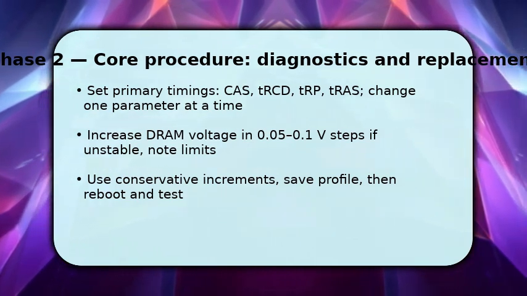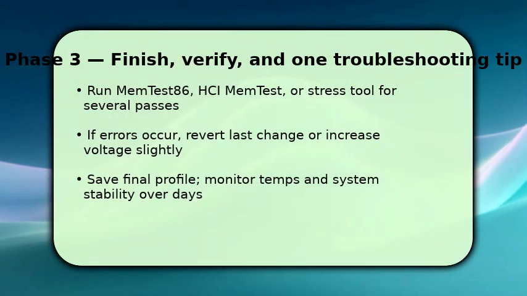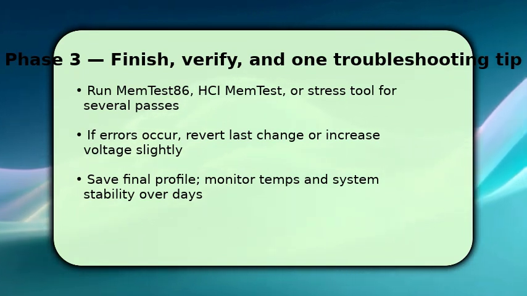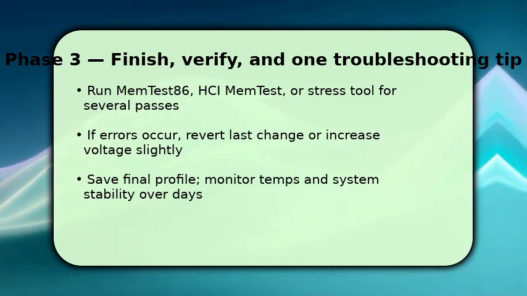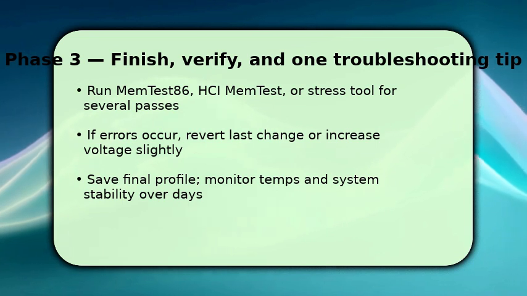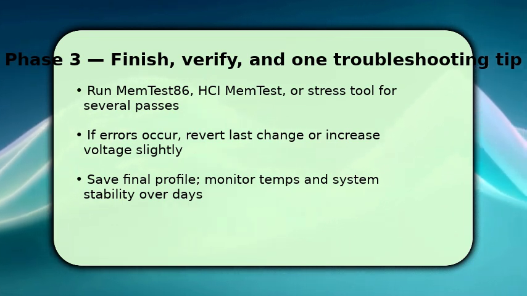You finish by validating the new timings with thorough testing. Boot MemTest86 or run HCI MemTest for multiple passes. Make sure to capture errors. If issues appear, revert the last timing change immediately or raise voltage in conservative steps, then retest.